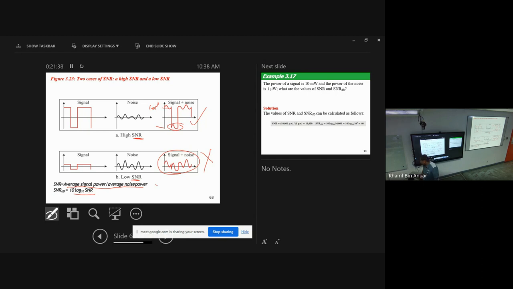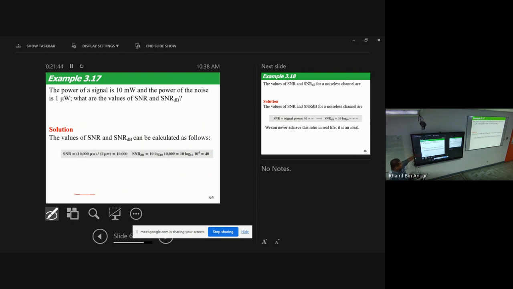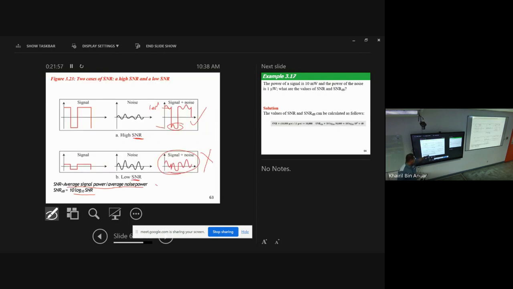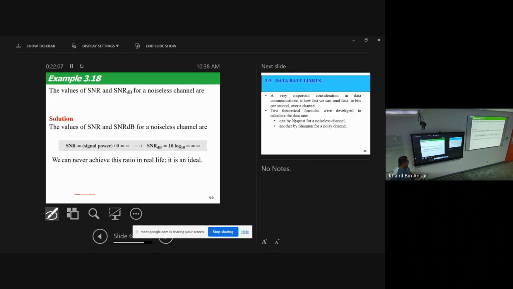Okay, so this would be how you define it for a digital signal, right? So for SNR, you just need to know what the signal power is and what the noise is, and then you just divide, and you get the SNR, based on the average signal power over average noise power. But if you want to convert it into dB, it's 10 log of your SNR. And this represents that if the noise is zero compared to the signal, this is what we call a noiseless channel, because the noise is considered as none.